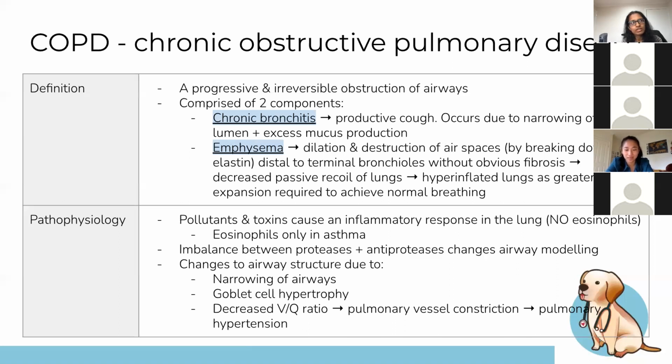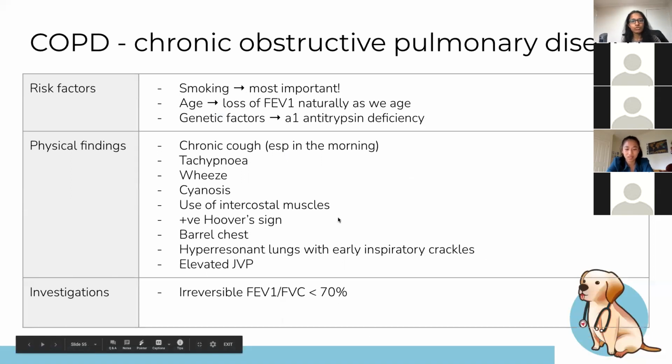And the biggest risk factor for COPD that you need to remember is smoking. So any patient that comes in with an extensive smoking history, you need to think about COPD, especially when they're presenting with shortness of breath. In terms of other physical findings, there's a lot, but the most important ones are a barrel chest. You'll get hyperresonant lungs with early inspiratory crackles.